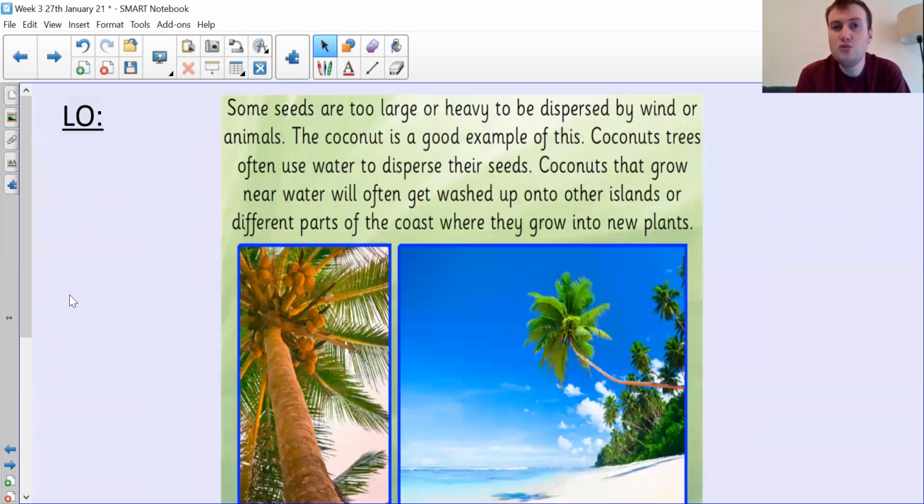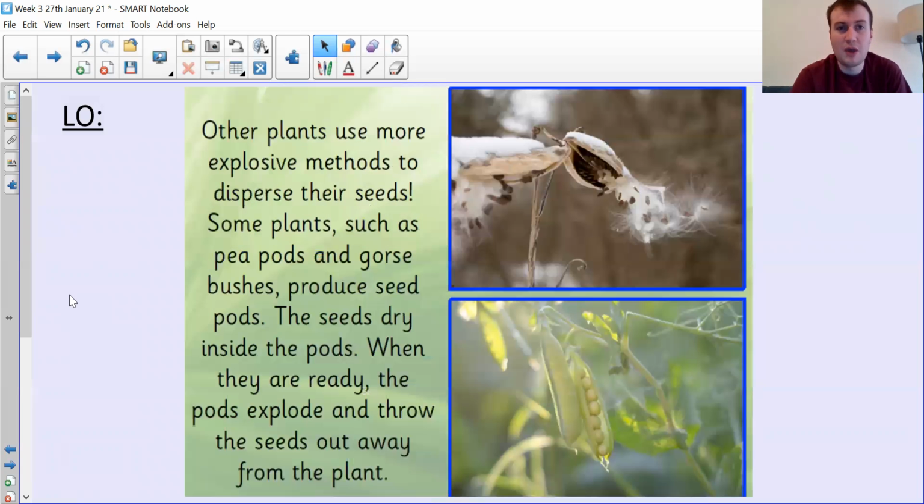Some seeds are too large or heavy to be dispersed by wind or animals. Coconuts are a good example of this. Coconut trees often use water to disperse their seeds. Coconuts that grow near water will often get washed up onto other islands or different parts of the coast where they grow into new plants. They have to rely on the water to spread. So we've had animals, wind, and water, three ways of dispersing.